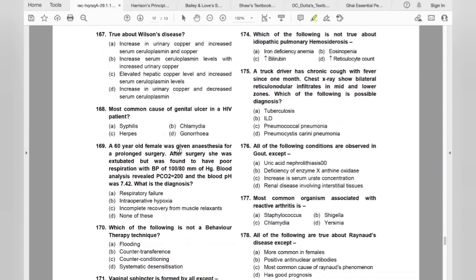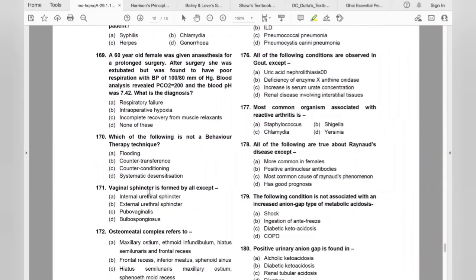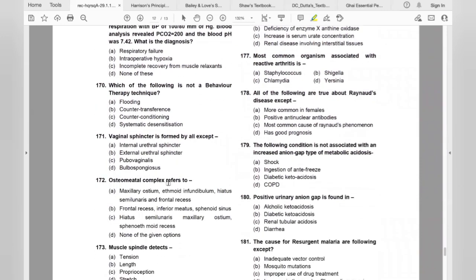A 60-year-old female was given anesthesia for a prolonged surgery. After surgery, she was extubated but was found to have poor respiration, BP 180, and blood analysis revealed CO2 200 and the blood pH was 7.42. What is the most likely diagnosis? The most likely diagnosis is incomplete recovery from muscle relaxants. Which of the following is not a behavior therapy technique? Answer is counter transference. Vaginal sphincter is formed by all except internal urethral sphincter.